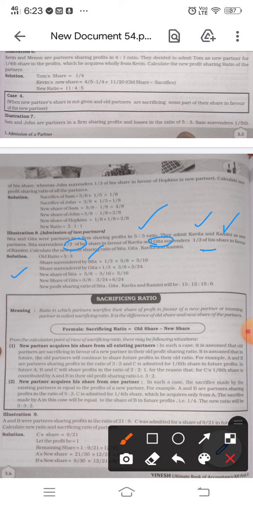So what is the old ratio? That is 5:3. So the share which is surrendered by Sita, how much? 1/2.